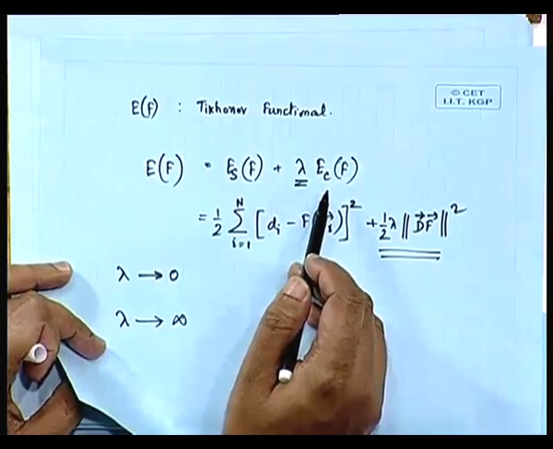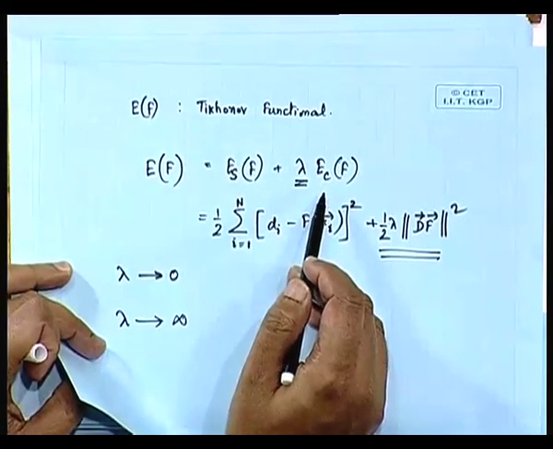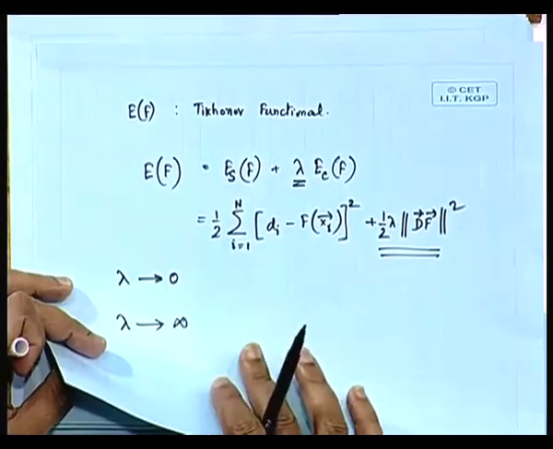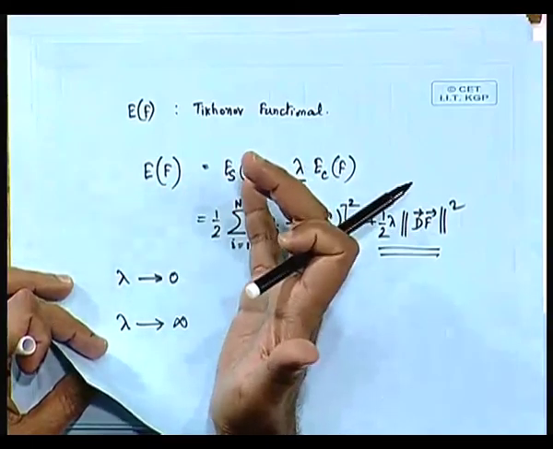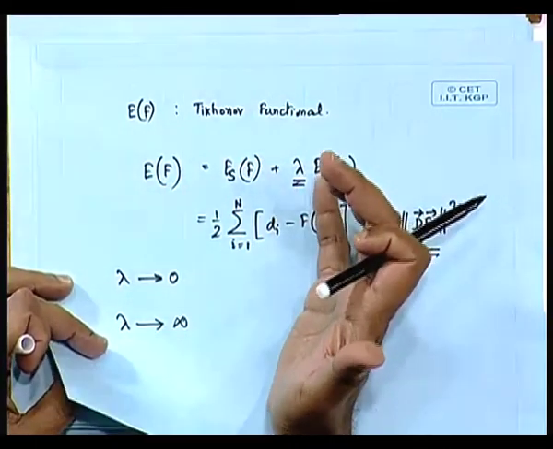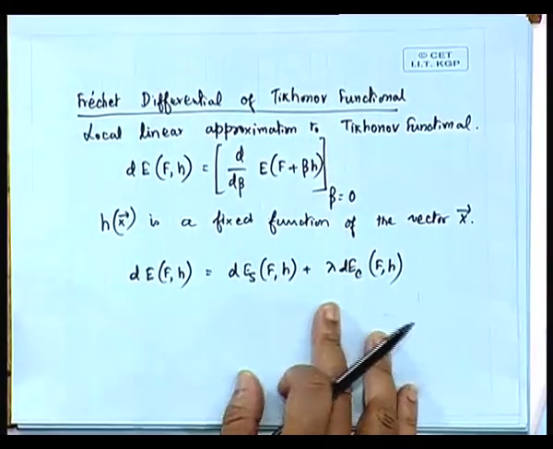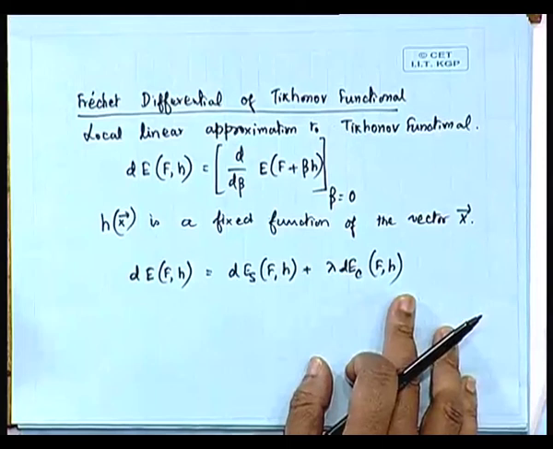This equation we are simply going to rewrite in terms of its local differentials. The local differentials are DEF for this one, DES for this one, and DEC for this one. So, DEF is equal to DES plus lambda times DEC.